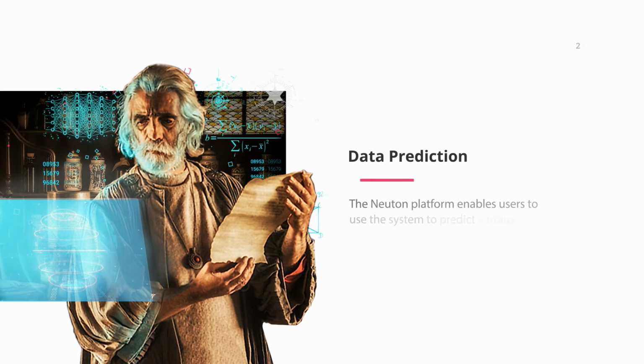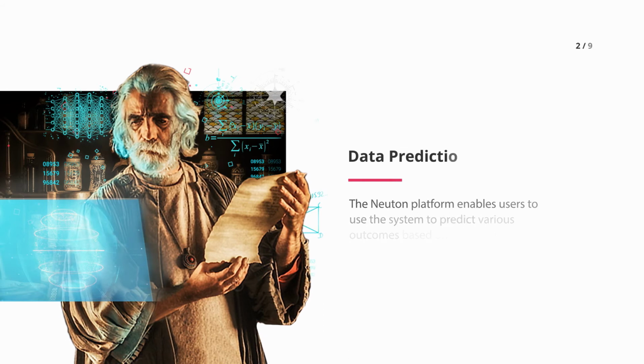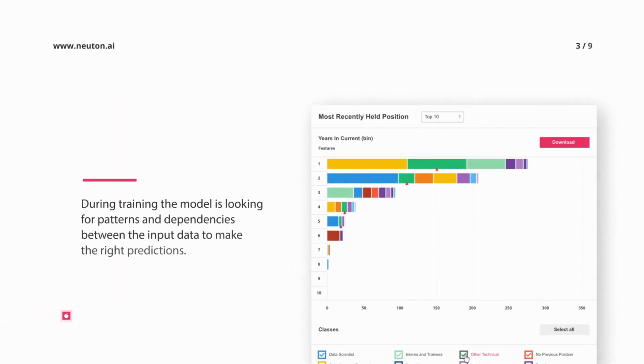The Neuton platform enables users to utilize the system to predict various outcomes based on historical data. This is made possible by processing the user data and applying it to train a machine learning model. During training, the model is looking for patterns and dependencies between the input data to make the right predictions. After the model has been trained, the user can then utilize the model to make predictions on new data via various options provided by the platform.